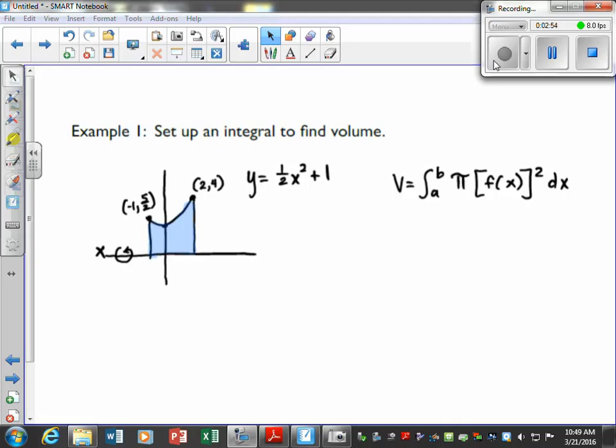Okay, after giving our formulas, the first thing they're going to ask us to do is just to set up an integral to find volume. Now they give me this equation, y equals 1/2 x squared plus 1, and I went ahead and sketched that graph for that on the x-axis, and then we're going to revolve that around the x-axis.